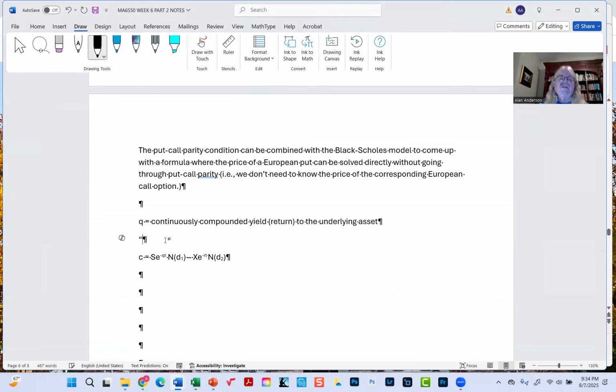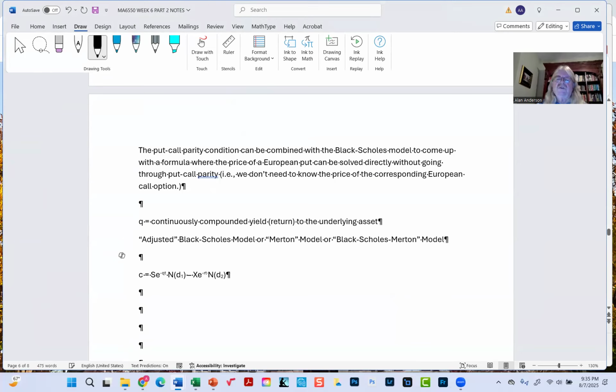We could think of this as an adjusted stock price, or Hull likes to call it the Merton model. Sometimes he calls it the Black-Scholes-Merton model. I think he doesn't want Merton to get short on credit, as long as it's clear that it's not the original Black-Scholes.